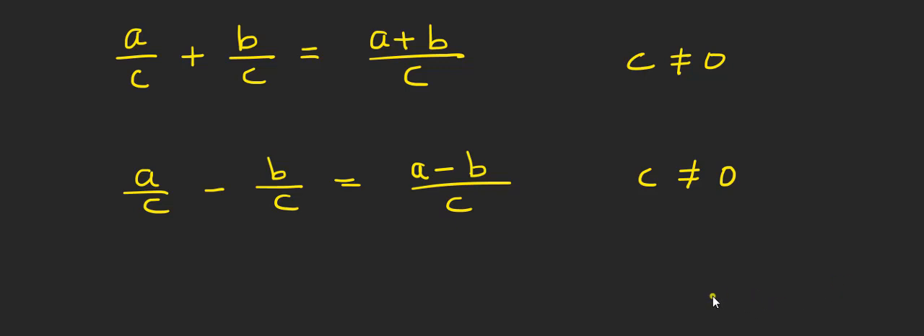In this video, we're going to talk about adding and subtracting rational expressions. Remember, when you add or subtract fractions, you need to have a common denominator. So a over c plus b over c becomes a plus b over c. A over c minus b over c becomes a minus b over c. In both cases, c cannot equal 0.